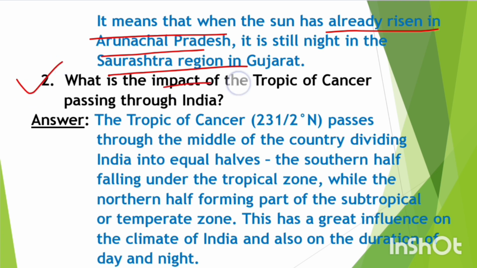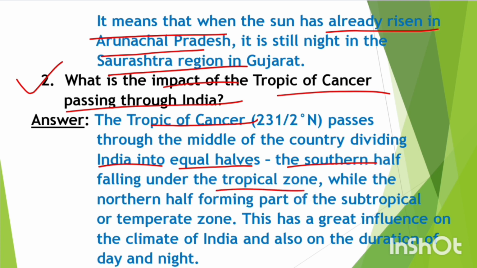What is the impact of the Tropic of Cancer passing through India? Answer: The Tropic of Cancer, 23½ degree north, passes through the middle of the country, dividing India into almost equal halves. The southern half falls under the tropical zone, while the northern half forms part of the subtropical or temperate zone. This has a great influence on the climate of India and also the duration of day and night.